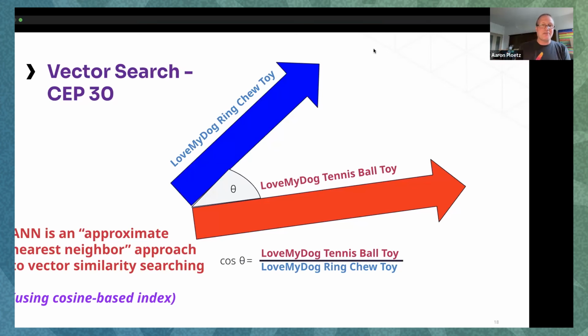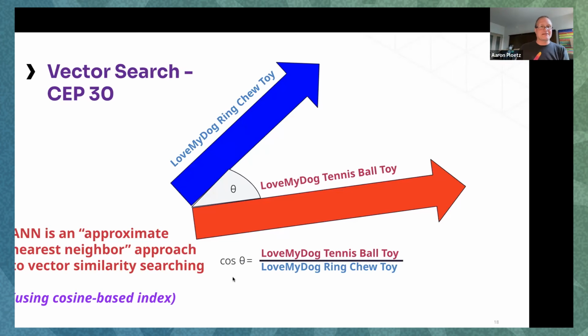Like I said, I mentioned using it as a similarity search for products, maybe for a recommendation engine. You could derive it off of a lot of different things. But again, for recommendations, it doesn't need to be exact. You just need to be able to recommend something sort of similar. So in this case, if somebody takes the Love My Dog ring chew toy and puts it in their shopping cart, we can recommend the tennis ball toy because that's kind of similar. And in this case, this is using a cosine based approach.